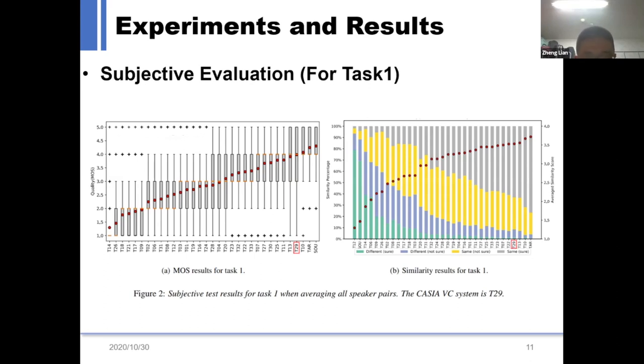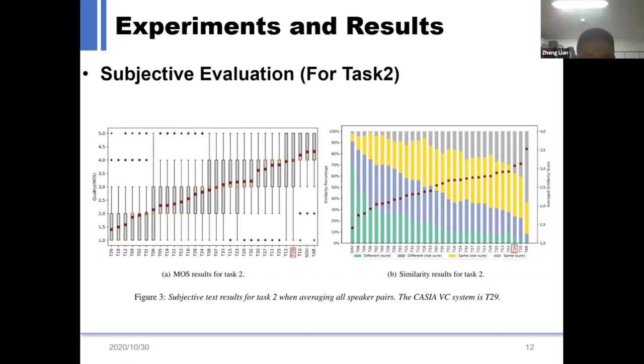This figure shows that our system achieves a MOS of 3.99 for speech quality in this task, compared with 3.79 for the baseline and 4.07 for the top system. And this figure also shows that our system achieves a similarity score of 64% in task one, compared with 79% for the baseline system and 89% for the top system.